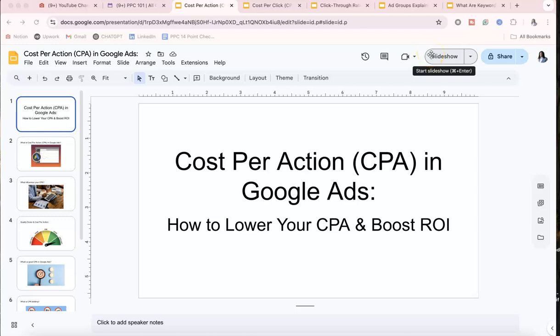Cost per acquisition, CPA, and Google Ads. How to lower your cost per acquisition and boost your return on investment.